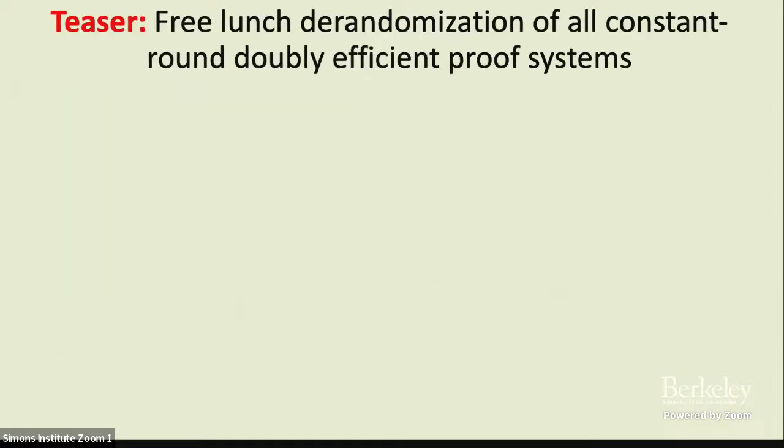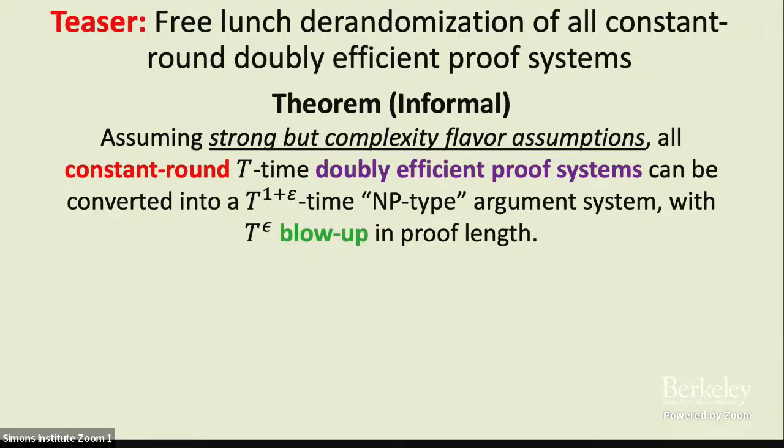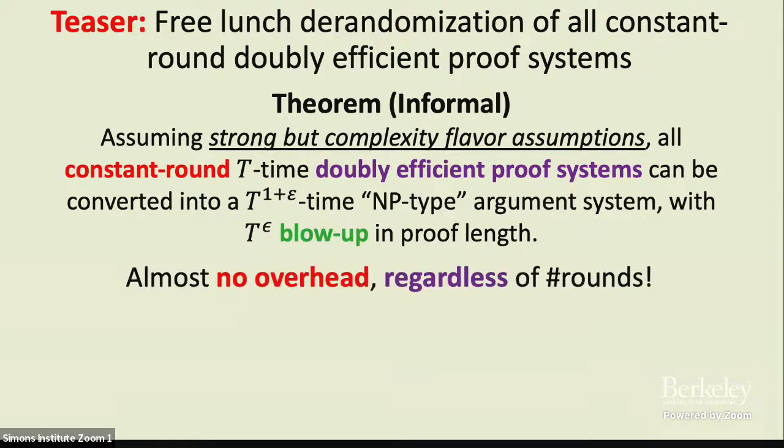So some teaser. We're going to talk about something like a free lunch generalization of all constant-round doubly efficient proof systems. It's okay if you don't know what it means, but I will define them pretty soon. Essentially we show that assuming strong but plausible complexity-theoretic assumptions, all constant-round, time-t (where t means the verifier time) doubly efficient proof systems can be converted to a t to the 1 plus epsilon time NP-type argument system. By NP-type, I mean there's no interaction and the verifier is deterministic, with a very small blow-up in proof length. In particular, you can apply it to the constant-round version of GKR and also the RRR doubly efficient proof systems. So that's almost no overhead, regardless of the number of rounds, as long as it's constant.